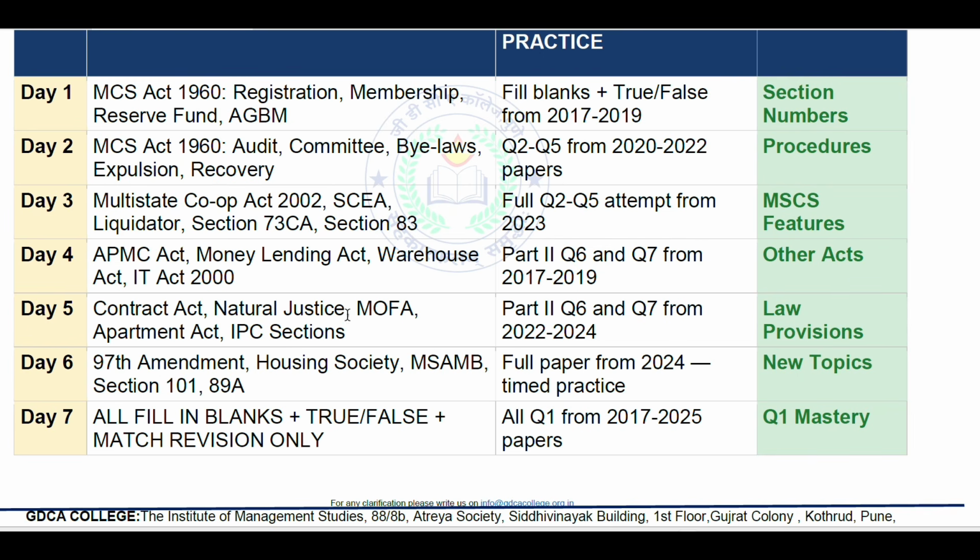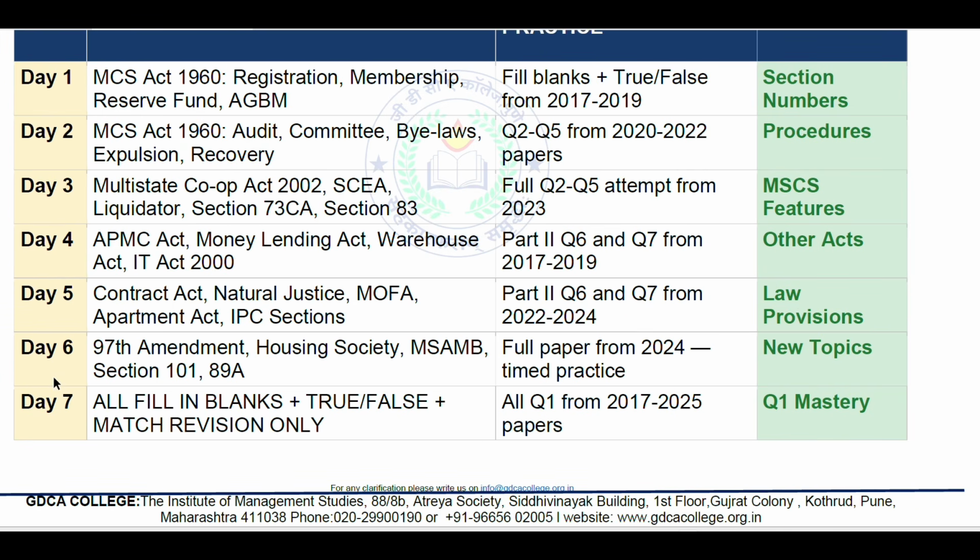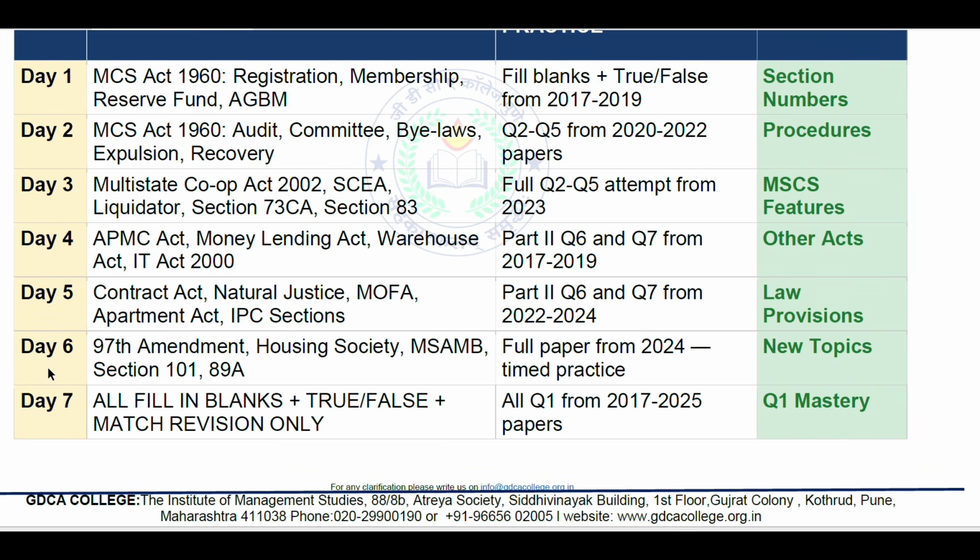Day 5: Contract Act, Natural Justice, MOFA, Apartment Act, and IPC or BNS sections. Part 2, question 6 and 7 from 2022 to 2024, law provisions. Focus on law provisions more importantly.